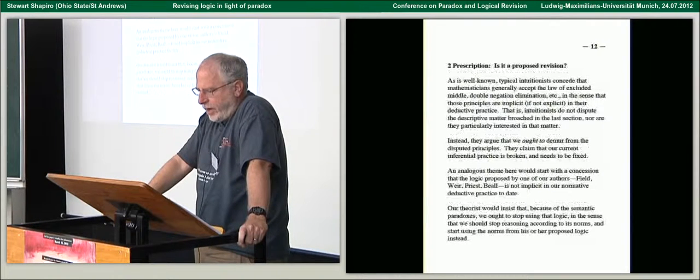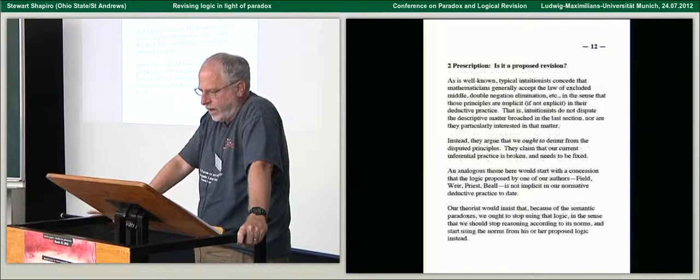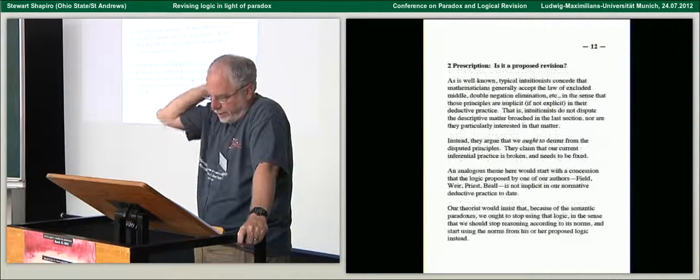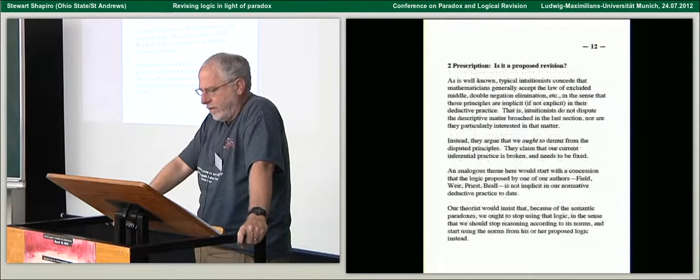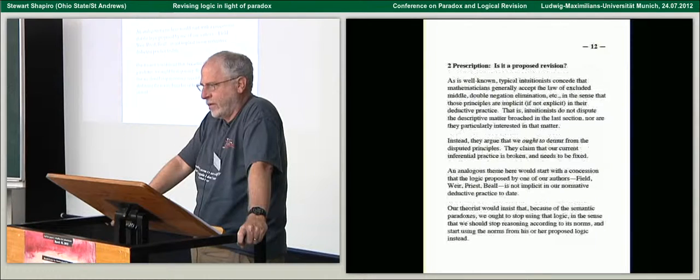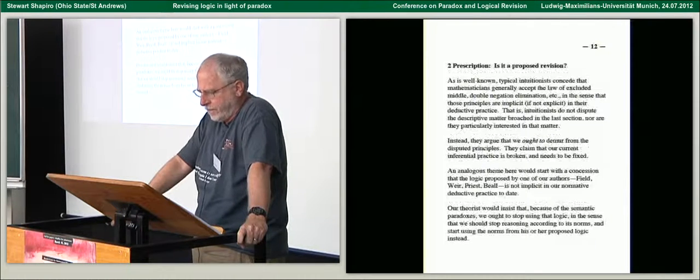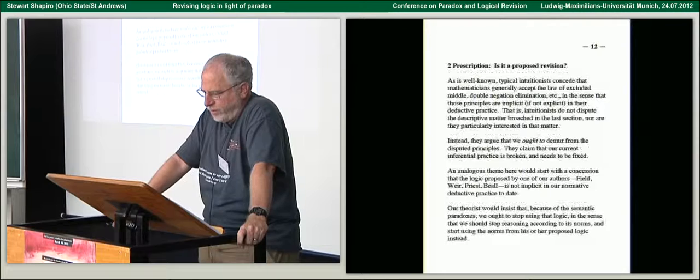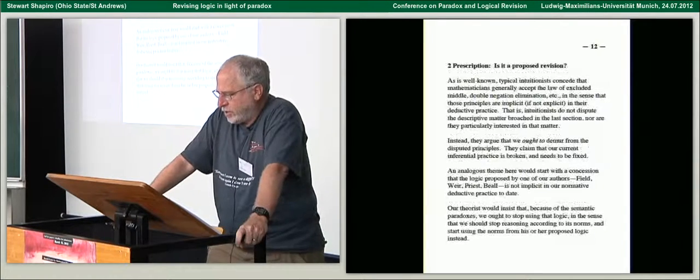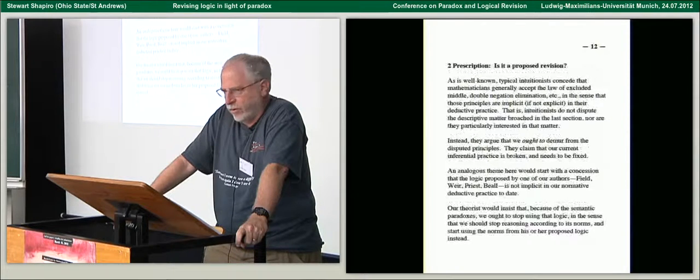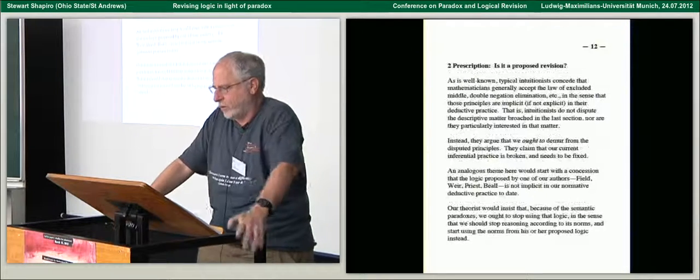So an analogous theme here would start with the concession that the logic proposed by one of the authors, the four that I've chosen, or whatever, is not implicit in our normative deductive practice to date. That would be the first concession to make. Okay, descriptive claim, that's not it. Our theorists would insist, though, that because of the semantic paradoxes, we ought to stop using that logic, in the sense that we should stop reasoning according to its norms and start using the norms from his or her proposed logic instead. Stop doing it that way, start doing it this way.